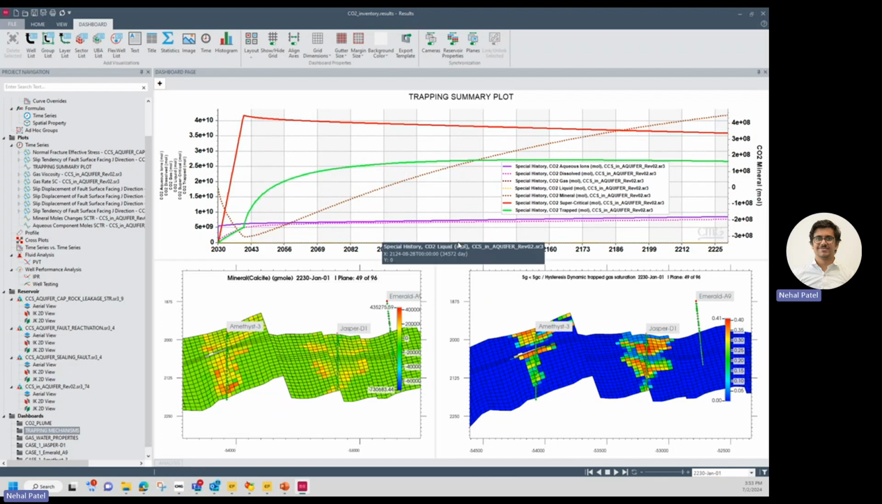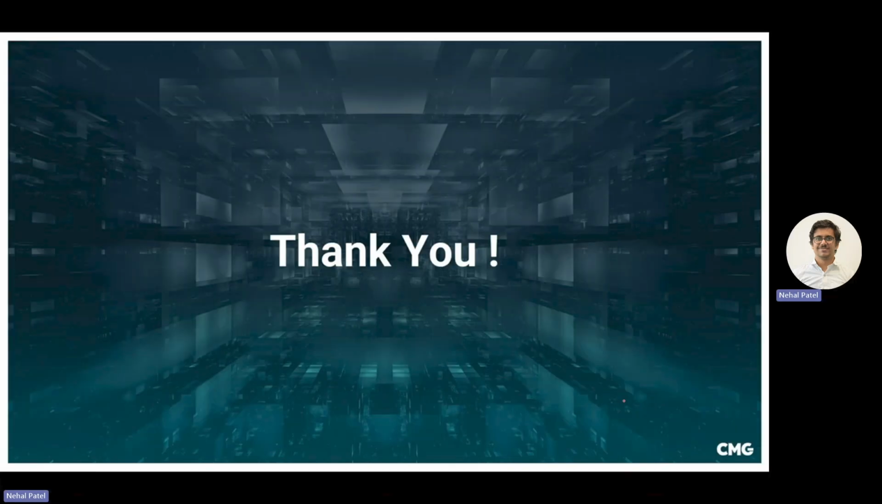The dashboard is a pretty important feature in our results, and I think this is the end of our presentation for CO2 plume visualization and inventory calculations. Thank you everyone.